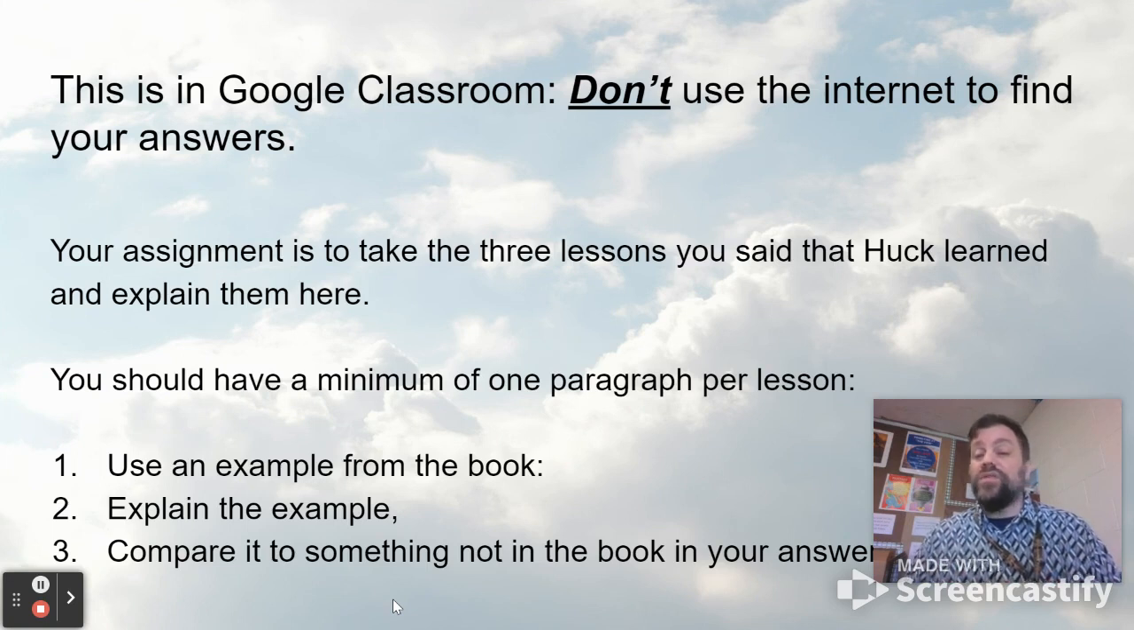So you'll have three things. You'll have an example from the book. You explain how that example taught Huck something, and then you'll give another example of something not in the book that shows the same lesson. And so you'll have three paragraphs. If you feel like you need to do more paragraphs to get all that in, that's fine.